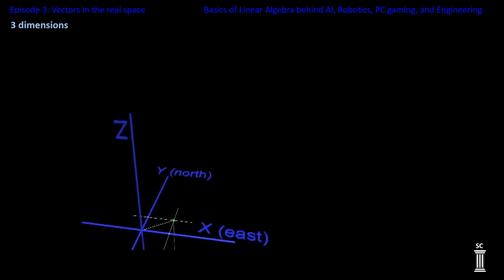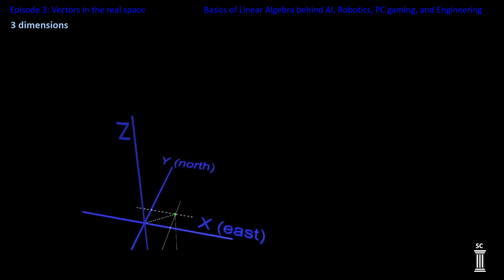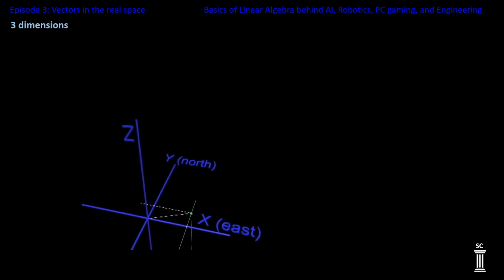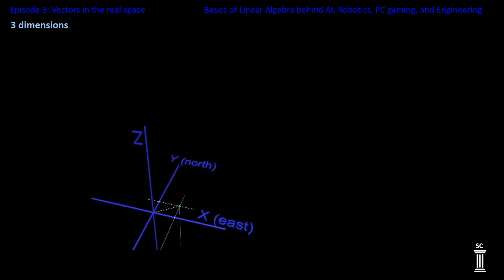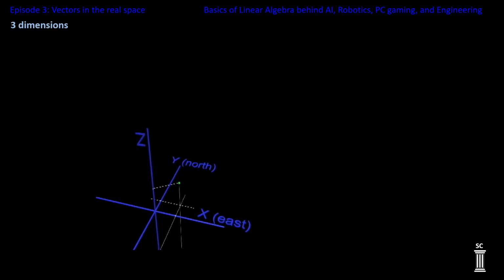Suppose the origin is where you live, and the point is where you find yourself right now. You could move eastward, or you could move northward, or you could ascend in elevation, or you could move in combined directions.